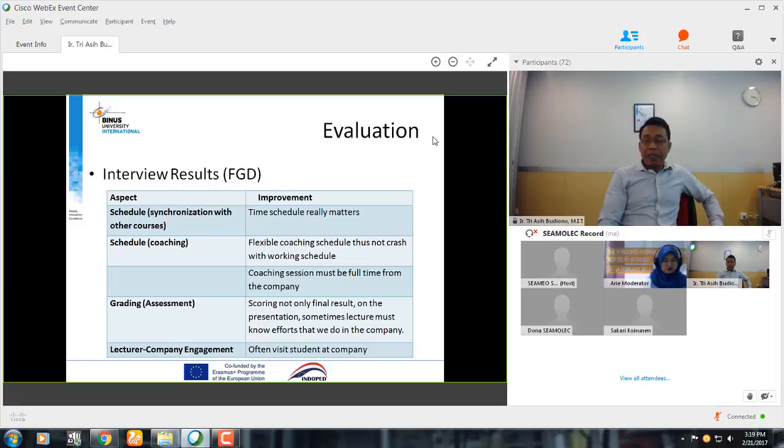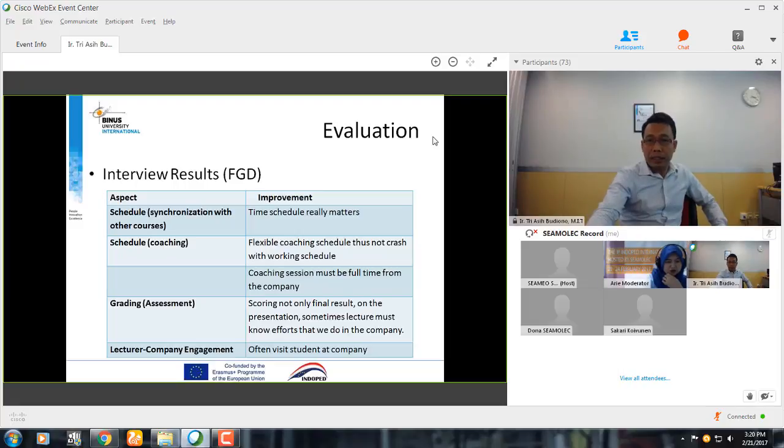About the grading, about the assessment, they said that BINUS, the lecturer, needs to give more focus on the presentation and what the student was actually doing in the company. Not only on the result of the project, the report, something like that. And also, they said that the lecturer needs to visit students more often in the company.